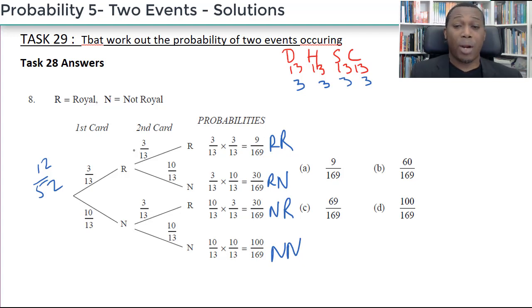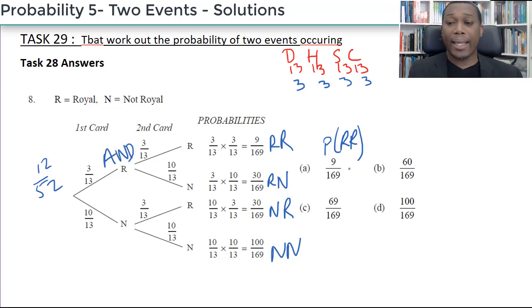They asked you then the probability of getting a royal and a royal, so that's the probability royal and royal, which was part A, so 9 on 169. We're just multiplying the fractions because the word and means to multiply. Then for part B, 1 royal card. What's the chance of getting 1 royal card? The only way you can get 1 royal card is if you get not royal, royal, or royal, not royal. In each of these combinations, you only get 1 royal.